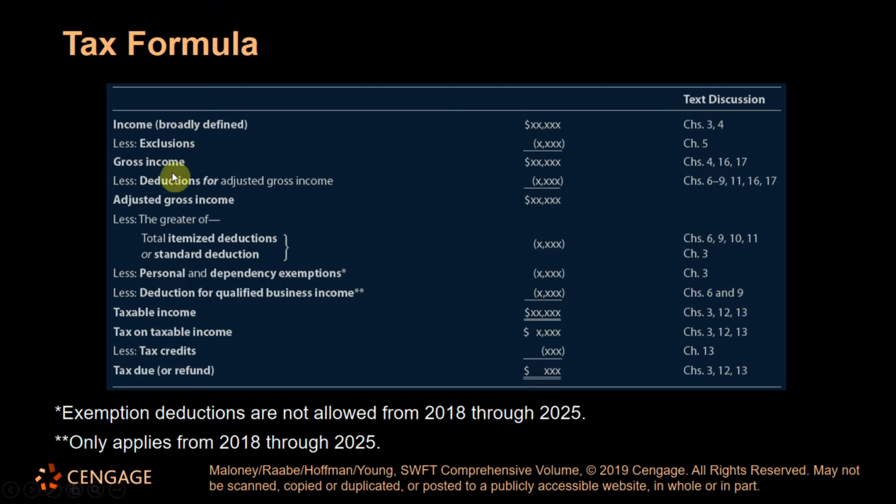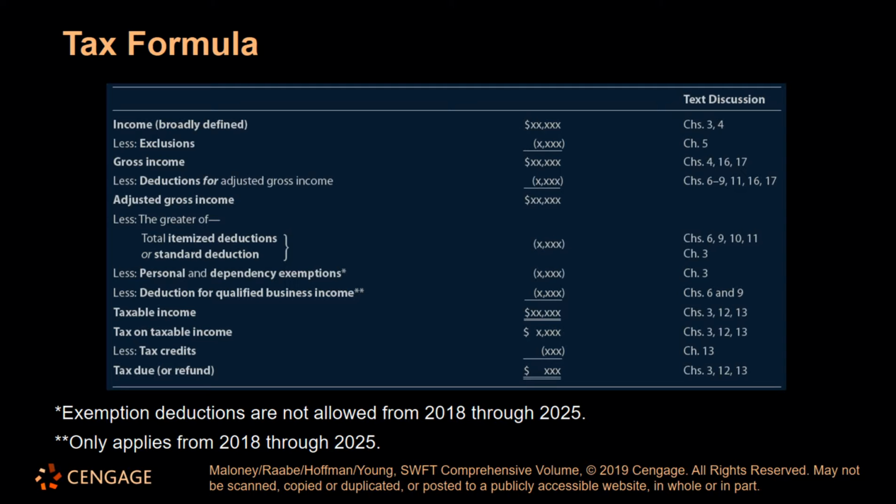Income less exclusions, which we'll talk about, gives gross income, and then we'll take out any deductions for AGI, and we'll talk about the importance of deductions for AGI briefly. Then we wind up with adjusted gross income, and this concept of adjusted gross income is really unique to individual income taxation on Form 1040.